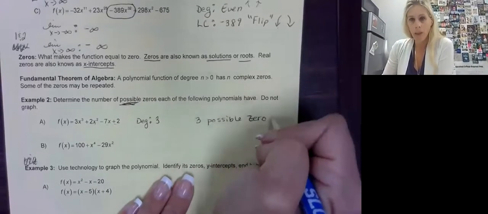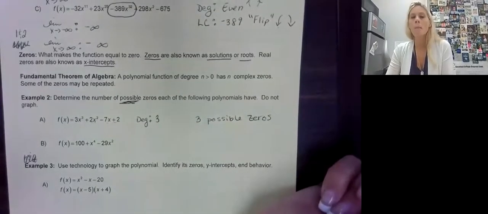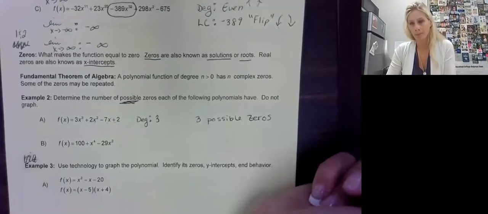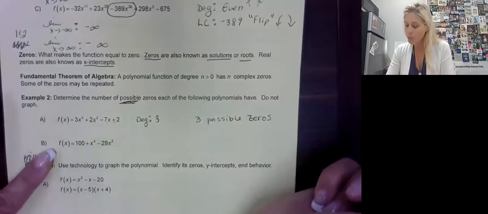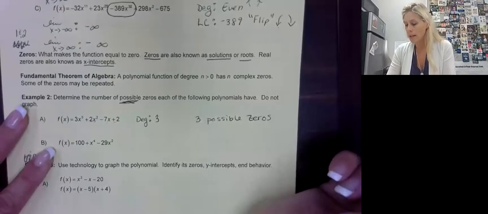Do we know exactly what they are right now? No, we don't. But we know there's at max 3, which means at max it touches or crosses the x-axis 3 times. Okay. Now B, f of x equals 100 plus x to the 4th minus 29x squared.